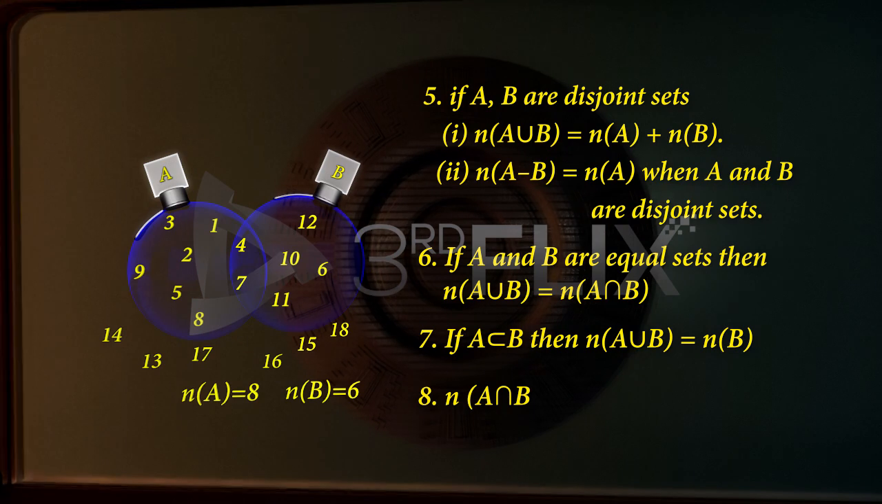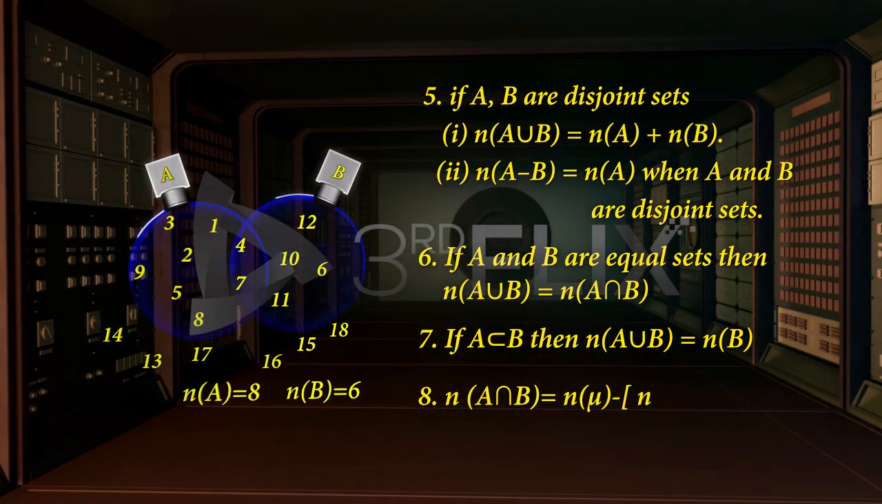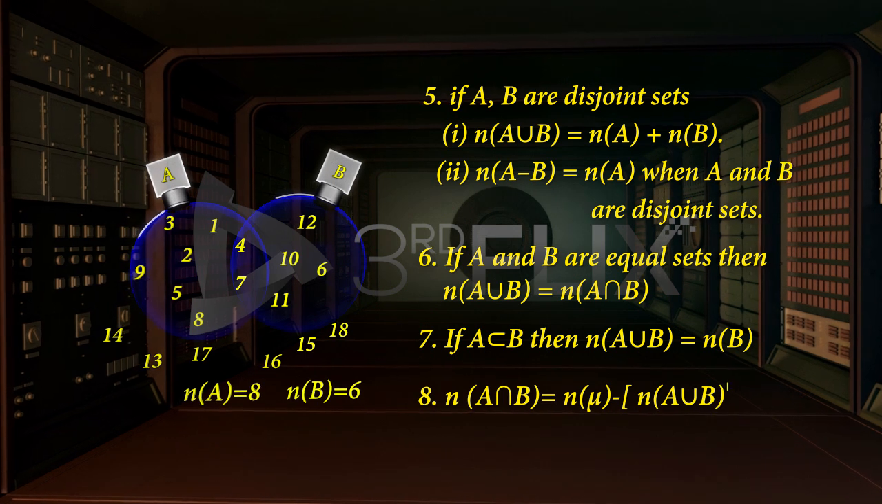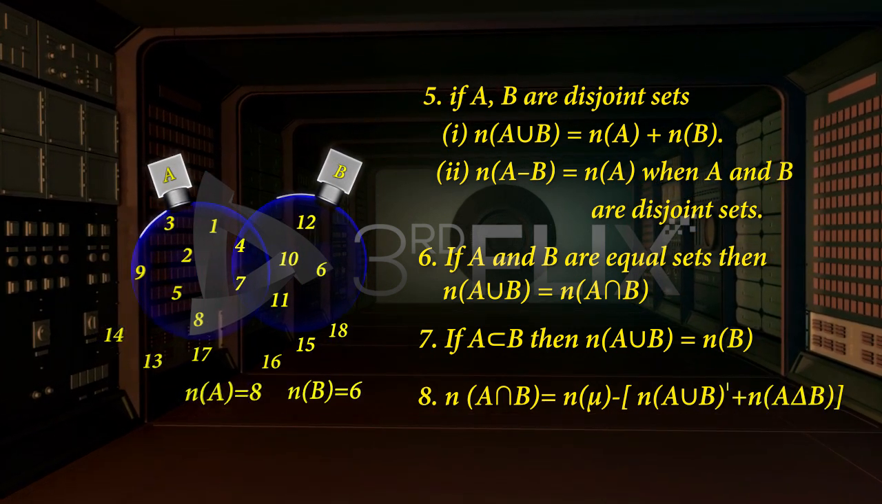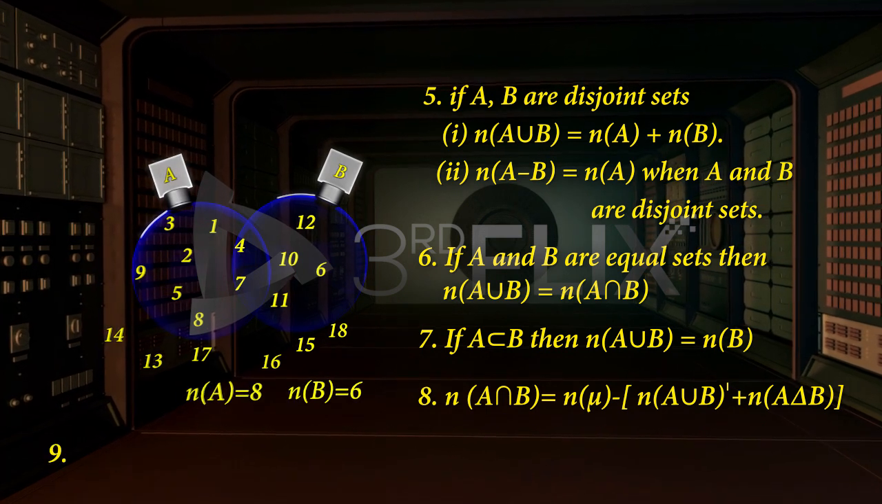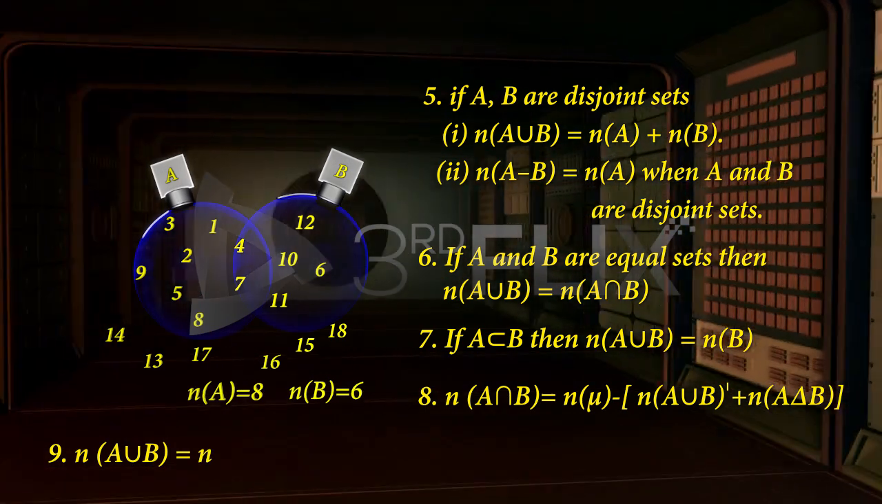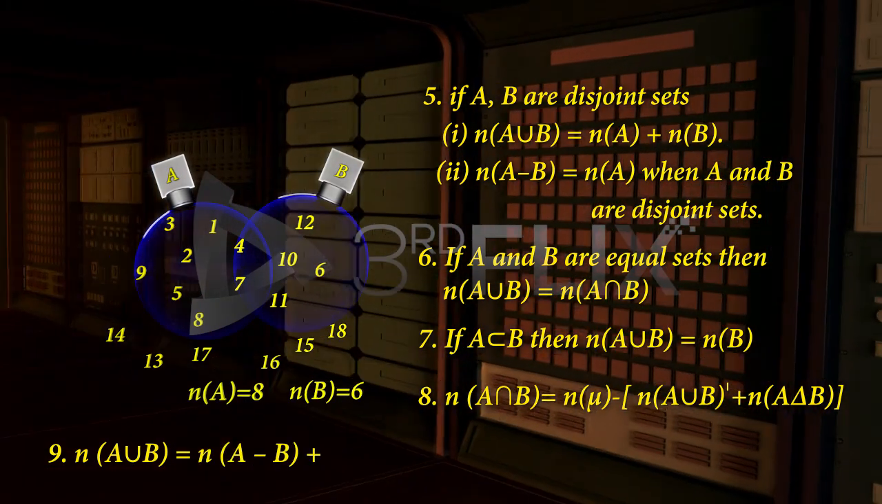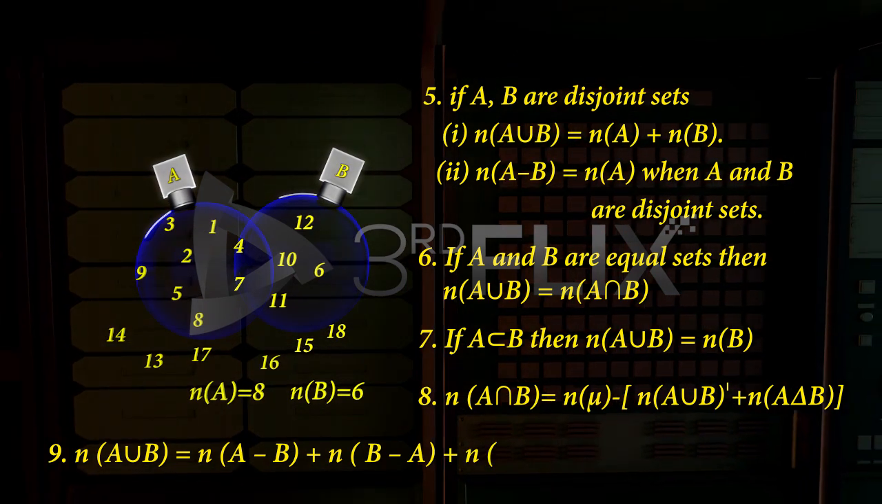n(A intersection B) equals n(mu) minus n(A union B) whole dash, plus n(A delta B). n(A union B) equals n(A minus B) plus n(B minus A) plus n(A intersection B).